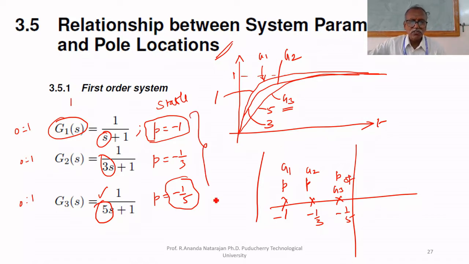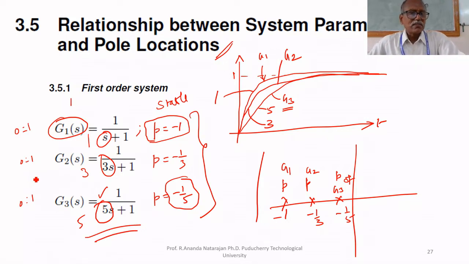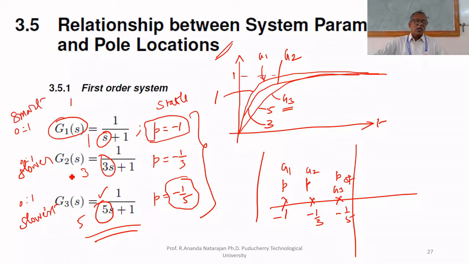If you talk in terms of time constant, that is inverse of pole location. This has time constant 1, this has time constant 3, this has time constant 5. So it takes long time to settle. That is the relationship between the parameters and system behavior. This is a sluggish system. G3 is a slow system. This is slowest, this is slower, and compared to these two, this is smart. Smart, slower, slowest, because of time constant.